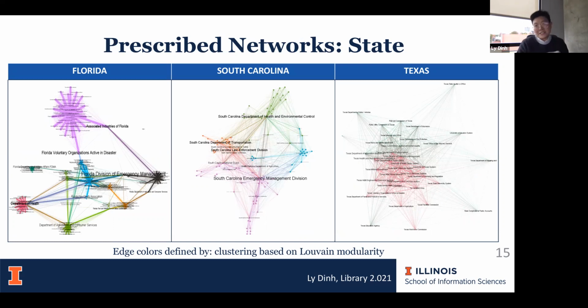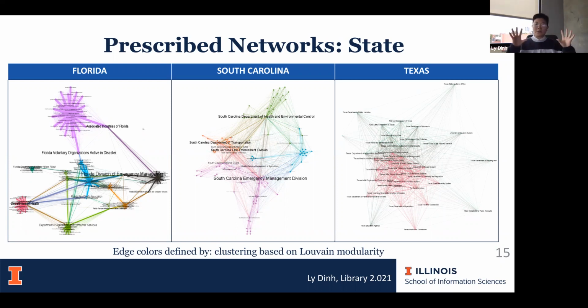where each state has its own different mandates, right? For Florida, if I may share first, the edge colors are defined by a specific clustering. There aren't any predefined groups per se. I mean, they are grouped by the different emergency support functions, but they're much more flexible at the state level. But these are actually defined by Louvain modularity, one of the network modularity measures.